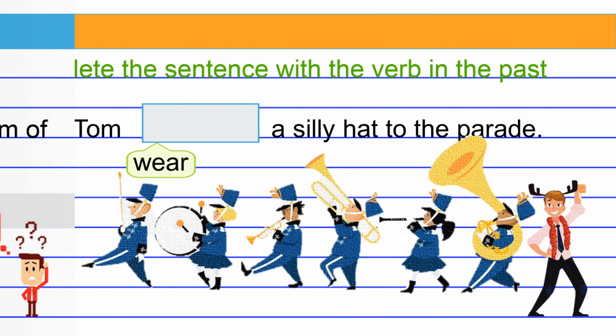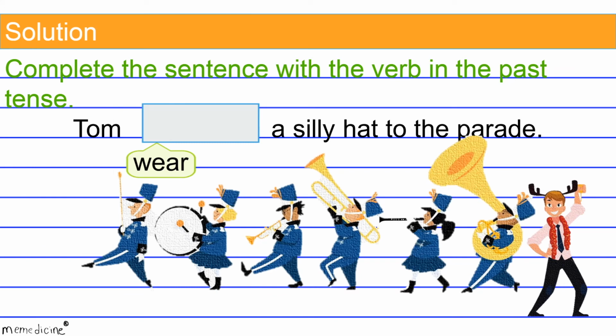All right, back to the original question, now for the solution. Wore is the simple past tense verb form of wear. This is an irregular verb form because it doesn't end in D or ED, so you'll have to commit it to memory.